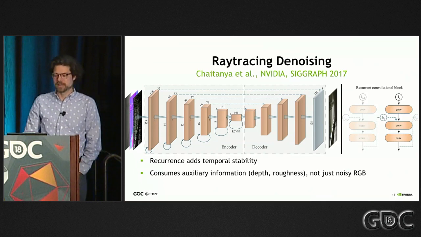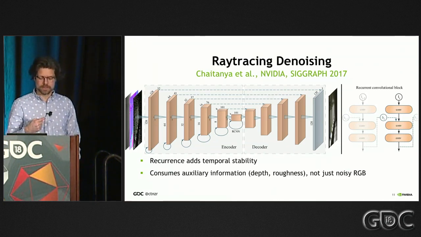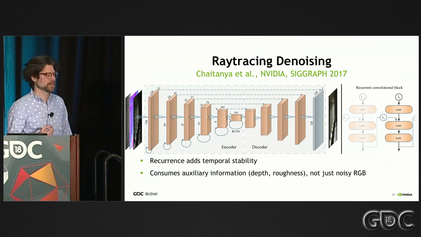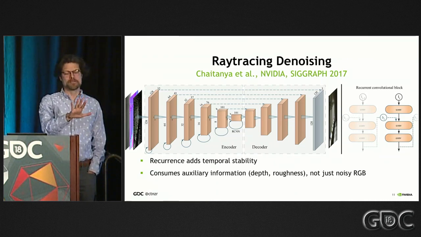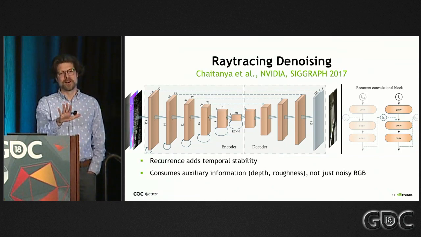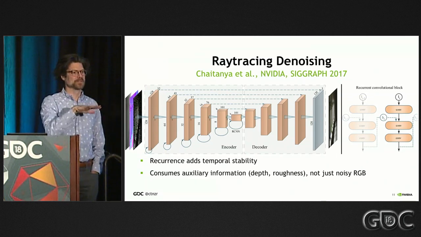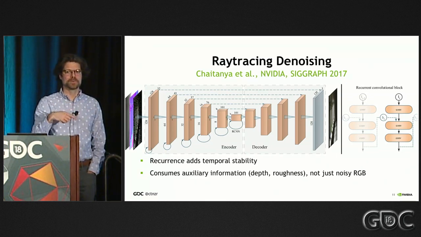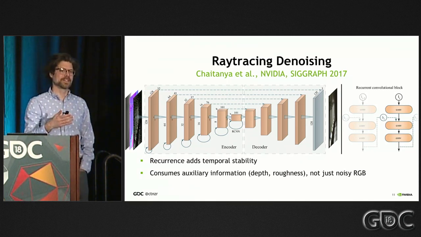One of the things that they did that I thought was pretty cool was they added recurrence to the model in order to get more temporal stability. So if you're generating a still frame, maybe you don't really care about temporal stability, but if you're generating a video sequence where you're moving through space, you kind of want to be able to use information from prior frames to help you make decisions that are consistent in future frames.